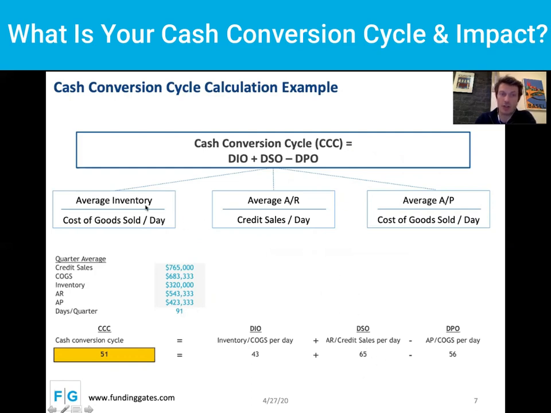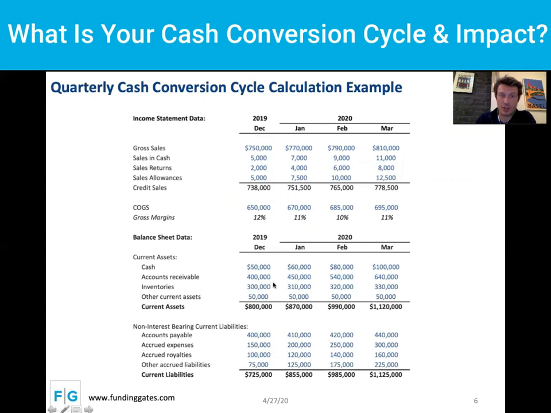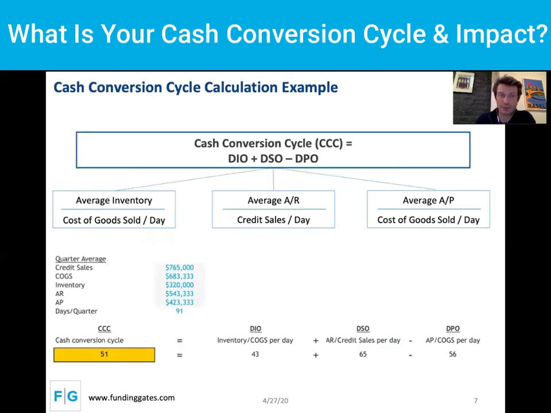If you look at our average inventory, dividing that by cost of goods sold per day, so average inventory is over here, okay? Taking the average of those three numbers, dividing it by cost of goods sold, the average of those three numbers divided by 91 days, because it's for the quarter. And that number turns out to be 43.